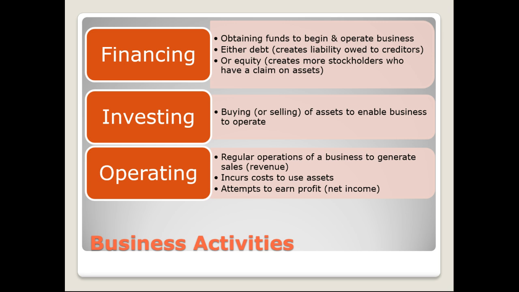Thus, the third business activity is the operating activity, and this is the regular day-to-day operations of the business. If you're McDonald's, this is the making of hamburgers and French fries and the selling of them and the cleaning up of the restaurant. In the course of operating, a business will incur costs, which we call expenses, and they attempt to earn a profit as they make sales, which we call revenue.